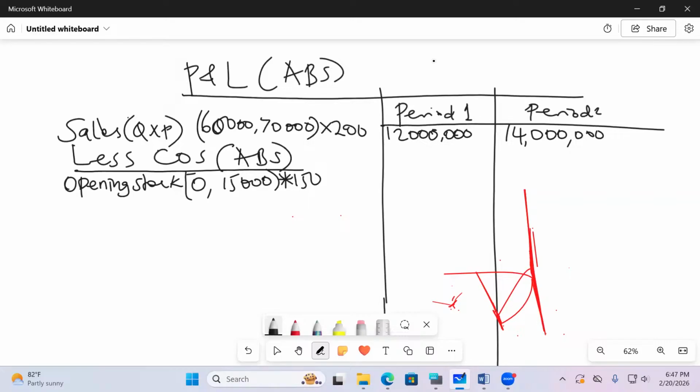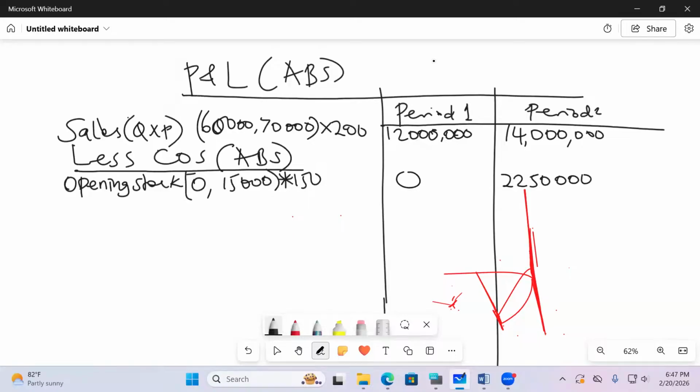So then the first one will be 0, isn't it? And then the second one will be 15,000 times 150, which is 2,250,000. Thank you so much.